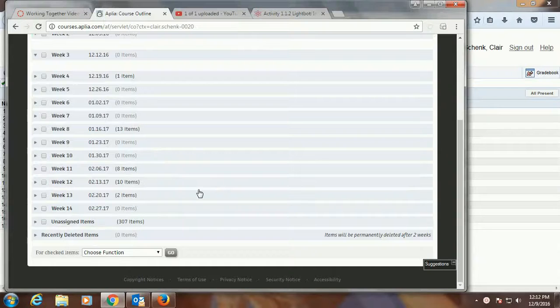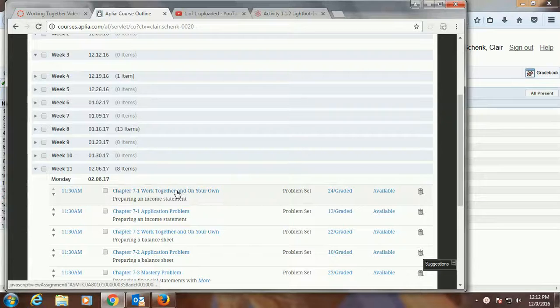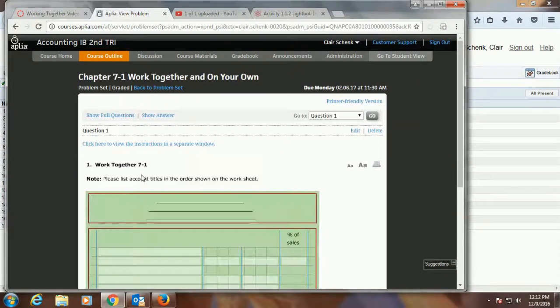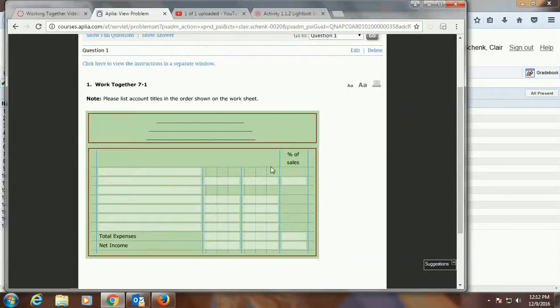I'm going to scroll down to, this is a short chapter, but we're doing chapter 7-1, working together and on your own. So this is loading now in Applia. Hopefully you're logged in. And you get in there, and here's the sheet we're going to work on. In the textbook, it's on page 186. It says there's a partial worksheet for Darlene's delivery service for the month ended July 31st of the current year. Also giving a blank form for completing an income statement. I'm going to guide you through the following examples.